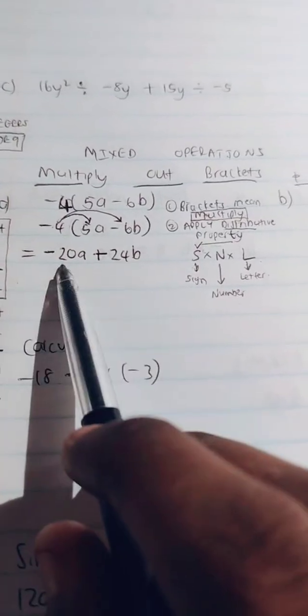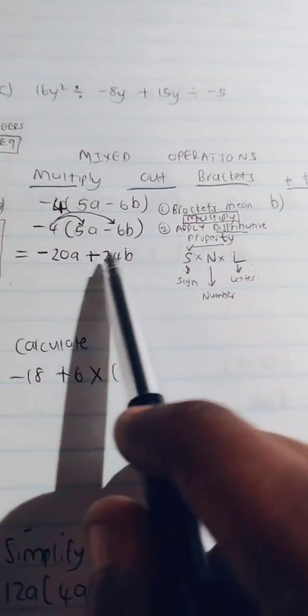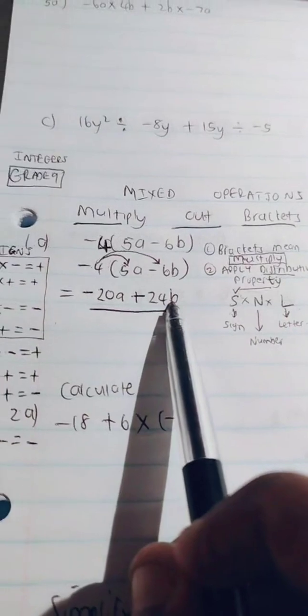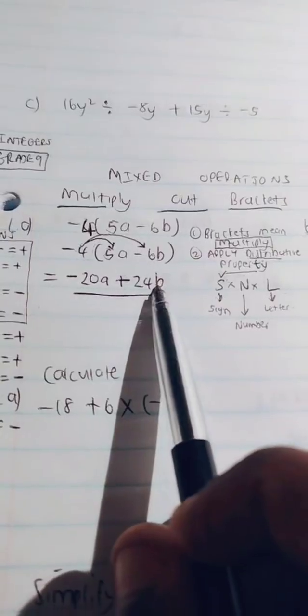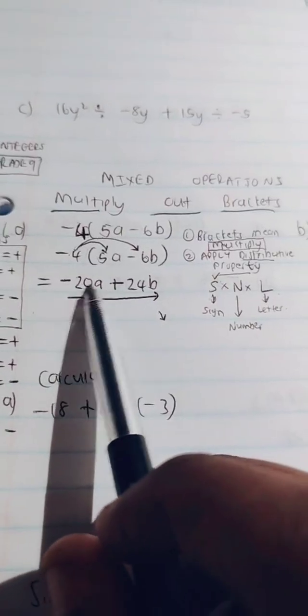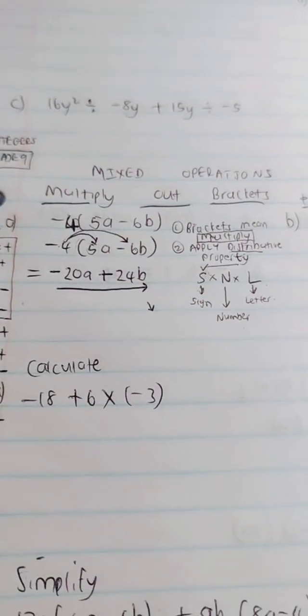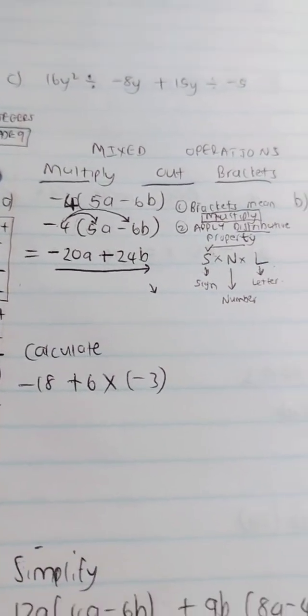We then look at the two terms, negative 20A plus 24B. Can we add these two terms? No. We leave our answer at this stage. We cannot add these two terms together. Why? Because, guys, in expressions, we only add like terms. Negative 20A and 24B are what we call unlike terms. Why? Because the letters of the alphabet are different.